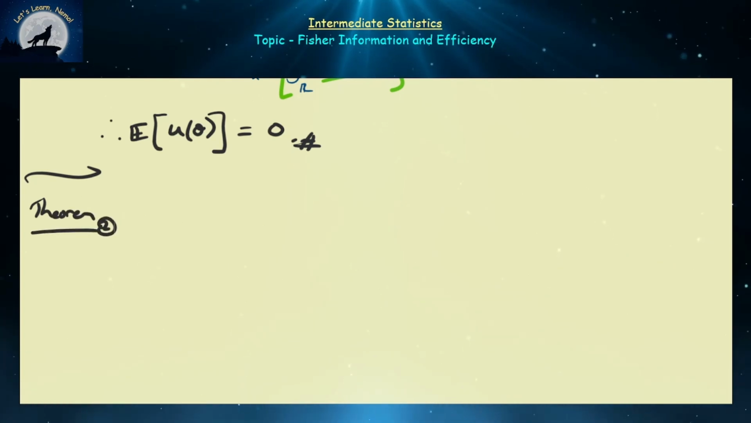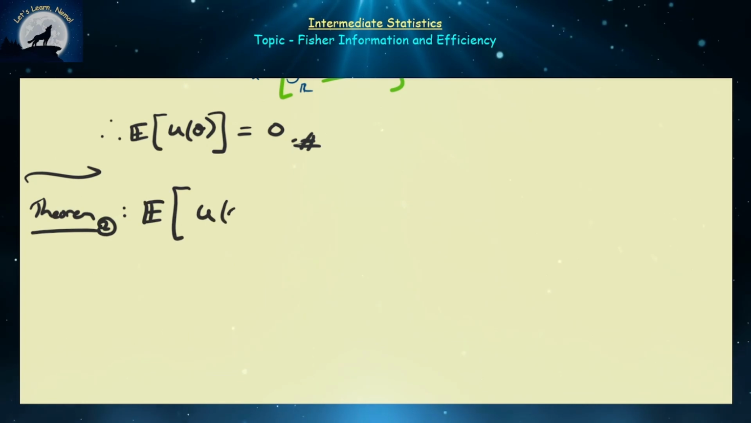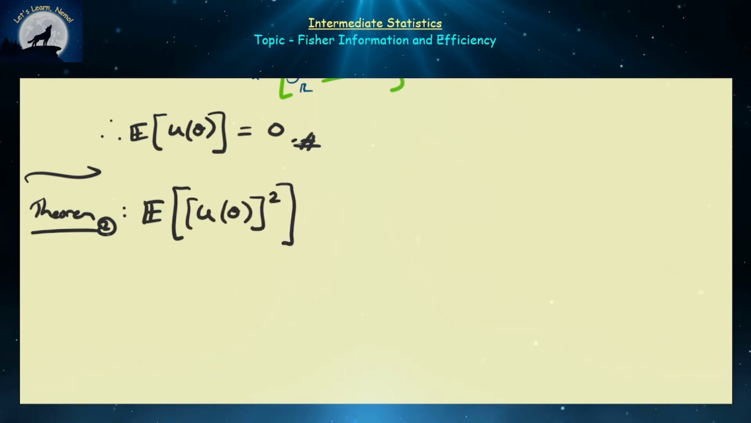So let's look at another one. Now let's look at the second moment of u, right? Because we have that the first moment of u is equal to 0. What about the second moment? Will that also be equal to 0 as well? The answer is obviously no. But we're going to show that this is equal to the Fisher information for theta.